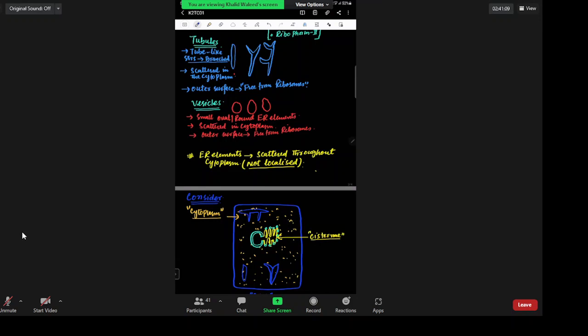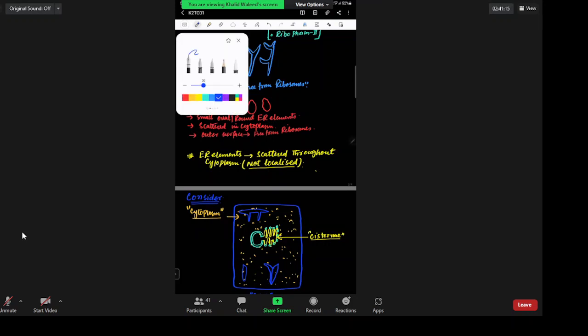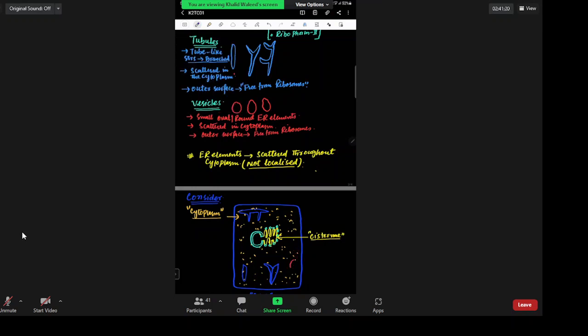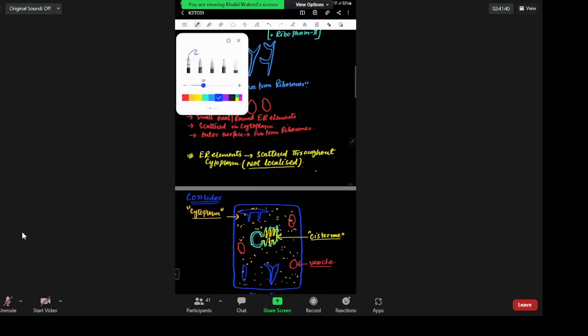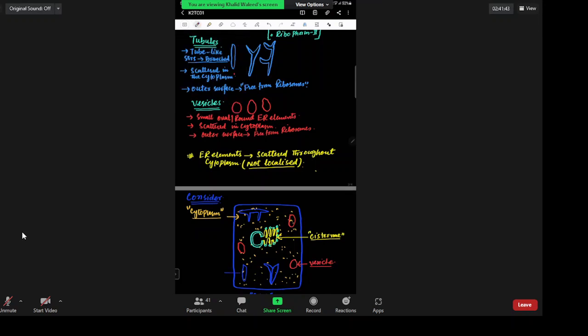And vesicles also continuous with the outer surface or outer membrane of nucleus. No, सर आपने बताया था वो scattered है. तो let us also show them scattered, like this. Mane, like these vesicles. The second structural component of ER, that is the tubules, they are also scattered.